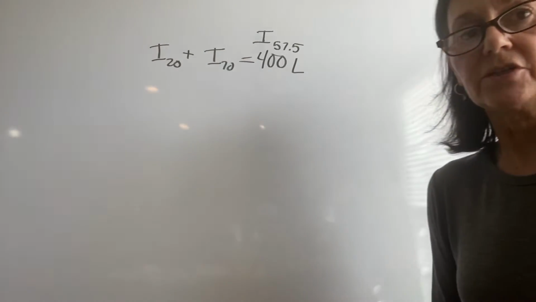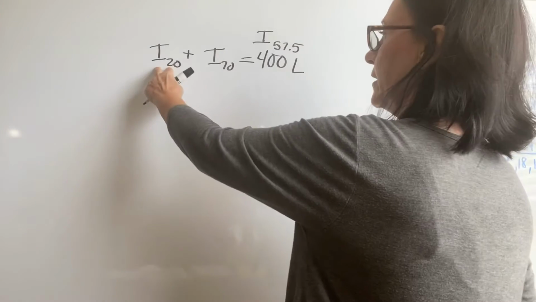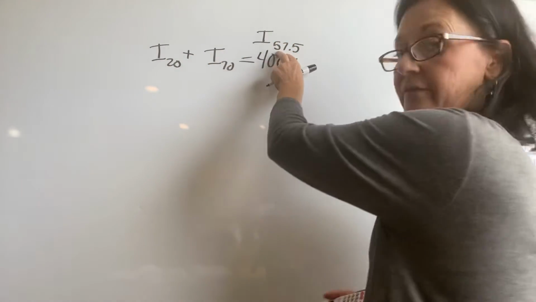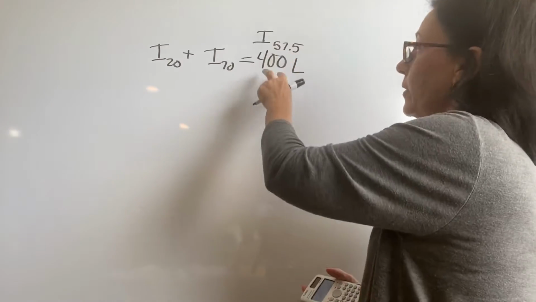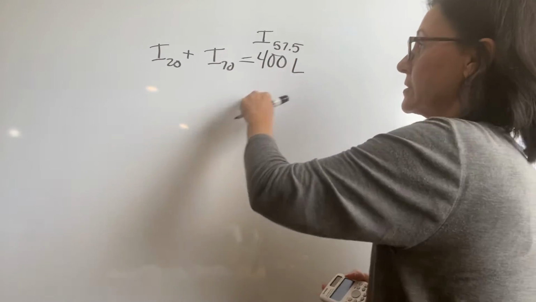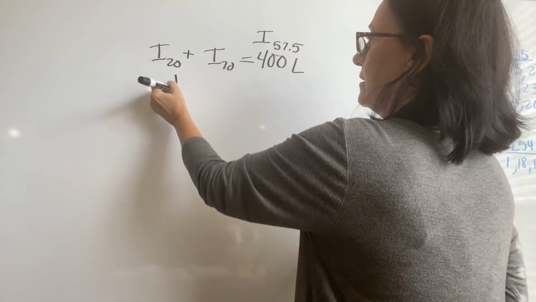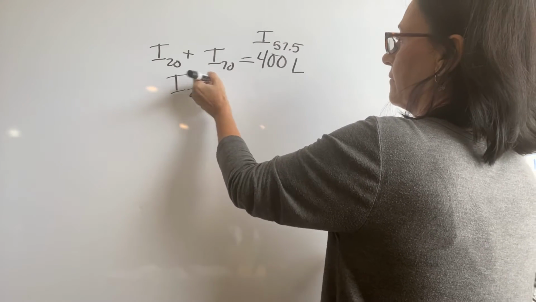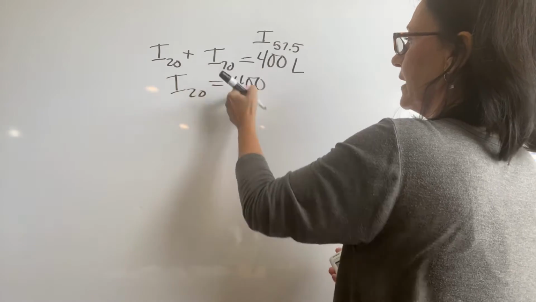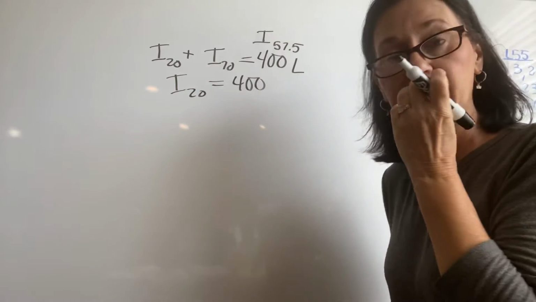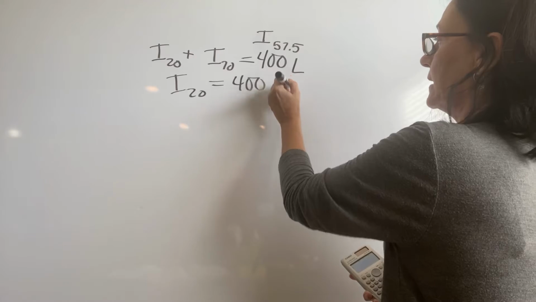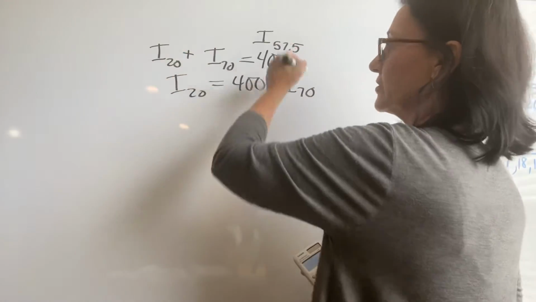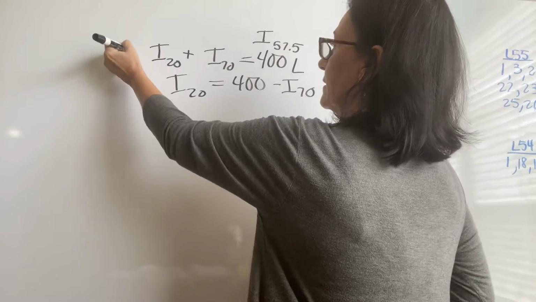So we always have these two equations. This is how much iodine 20 we have plus how much iodine 70 equals how much iodine 57.5 we want. We know we want 400 liters. So solving for iodine 20, we subtract iodine 70 from both sides, so that's 400, and that represents how much iodine 57.5 we have, minus how much iodine 70. We always do that with the first equation. That's the first equation.